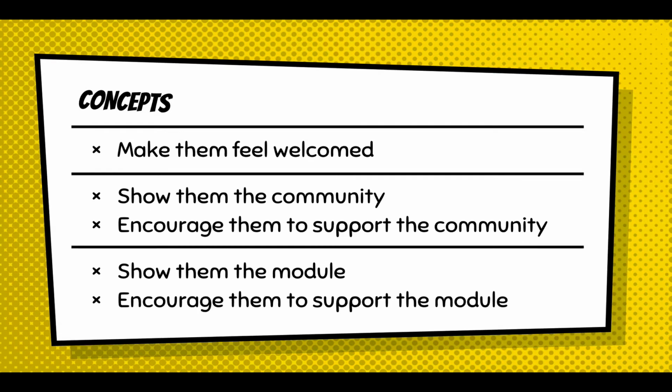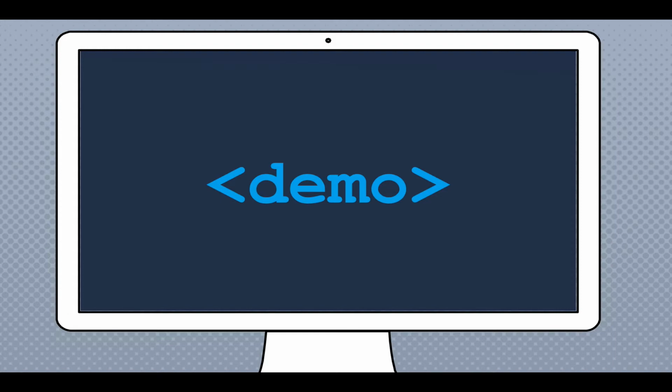So to break it down to concepts versus the goals: yes, make them feel welcome, show them the community, encourage them to support the community. And that follows through to show them the module and encourage them to support the module. This pattern I'm experimenting with is not just for the Webform module. In a lot of ways, when I'm talking about showing them the community, I'm not sure the Webform module should be doing it. I'm doing it as an experiment, but maybe that's something that Core needs to do. So let me show you what I did.